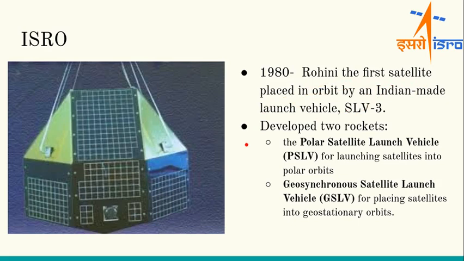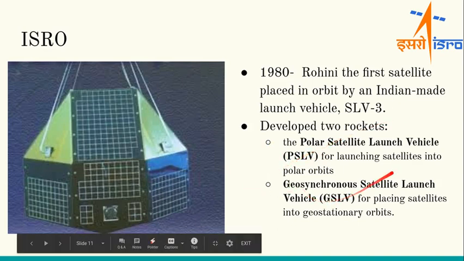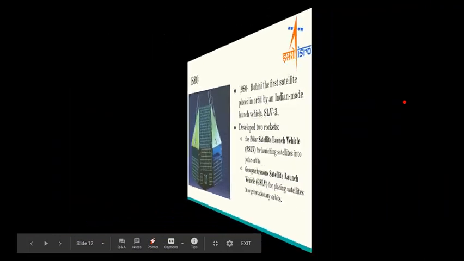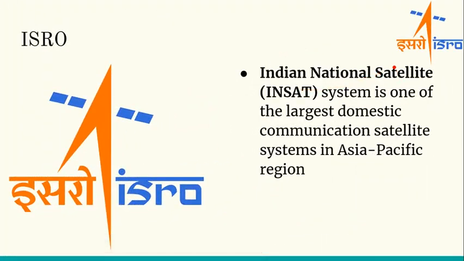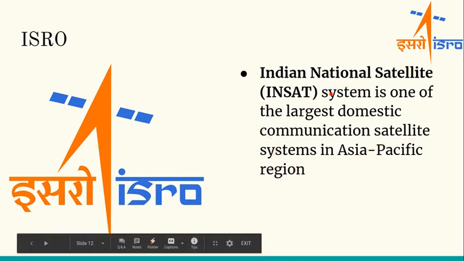Later on, India developed two satellite launch vehicles or rockets. One is the Polar Satellite Launch Vehicle, which is PSLV, for launching satellites into polar orbits, and second is the Geosynchronous Satellite Launch Vehicle, which is GSLV, for placing satellites into geostationary orbits. ISRO also has the Indian National Satellite System, which is one of the largest domestic communication systems in the Asia Pacific region.